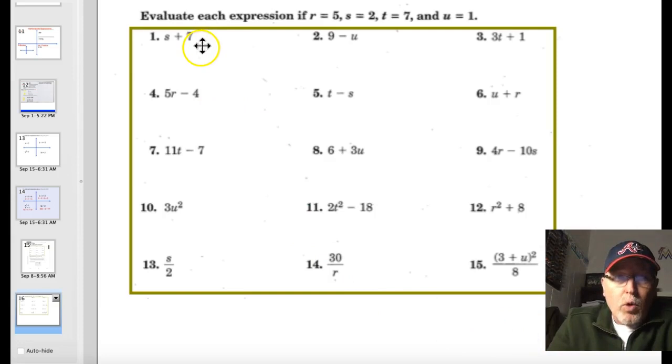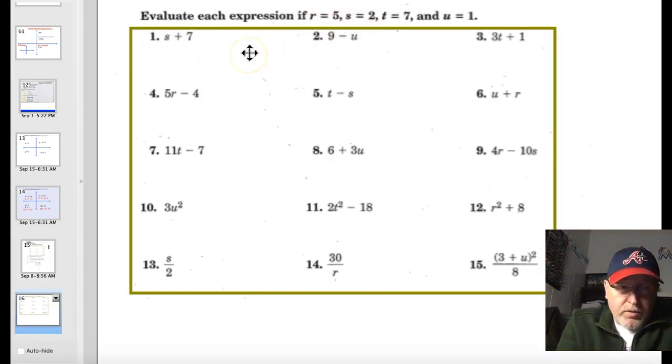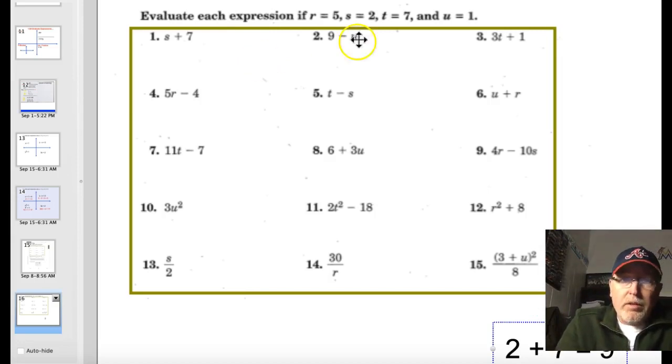What do I expect for work in your book? I guess I'd like to see the number, and I would like to see you just substitute the variable in. So instead of writing s plus 7, you can just write 2 plus 7. So there, you got 14 of them. I just did one for you.